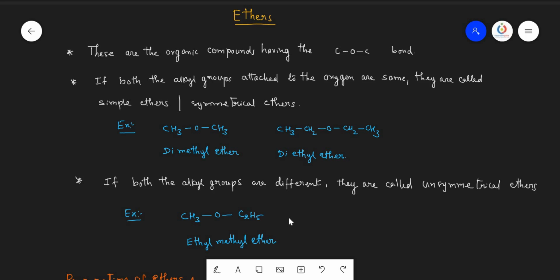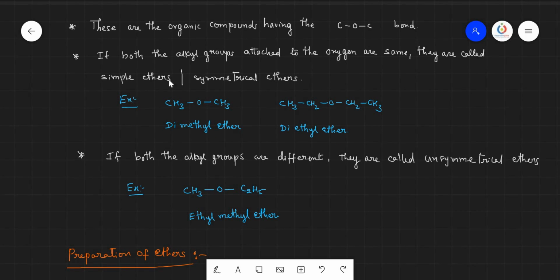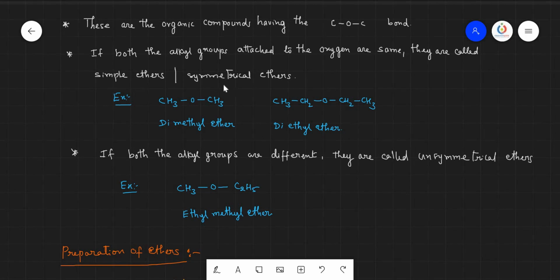So these ethers can be classified into two categories. They are simple ethers, which are also called symmetrical ethers, and the next one is unsymmetrical ethers. Sometimes these are also called complex ethers. So in this case, simple ethers means, in this earlier said functional part, oxygen is attached with the similar type of groups, same groups on both sides.